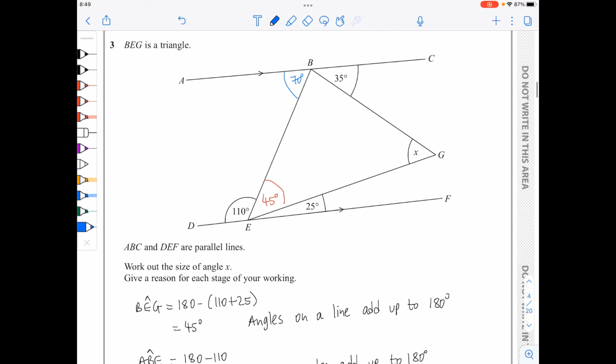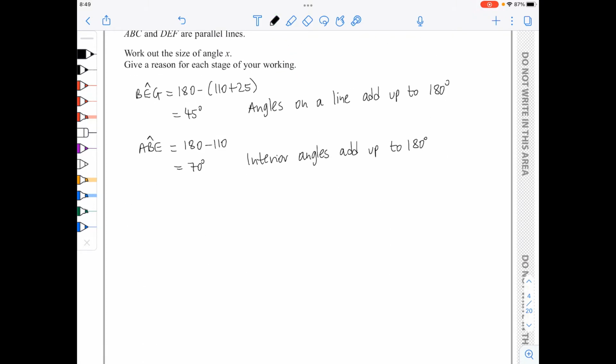and so this missing angle is again angles on a straight line. So EBG is 180 minus 70 plus 35, which is 75 degrees. Angles on a line add up to 180 degrees.